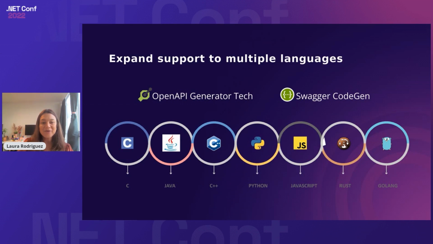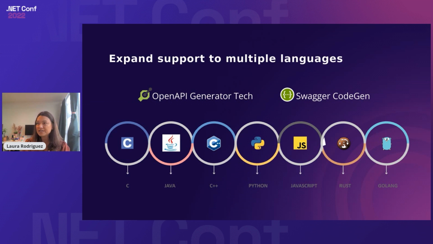Perfect. Now it's time to go further. So what happens if you want to expand support to multiple languages? Because so far we've seen how to use the OpenAPI specification to generate your API in C#. But you don't have to stop there. You can expand your SDK support to other languages as well.